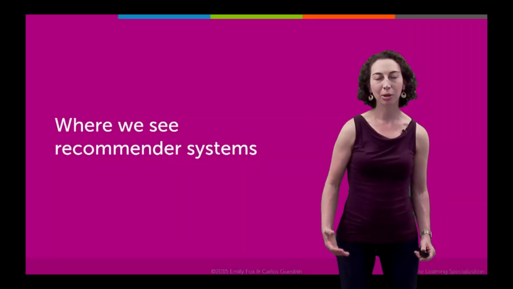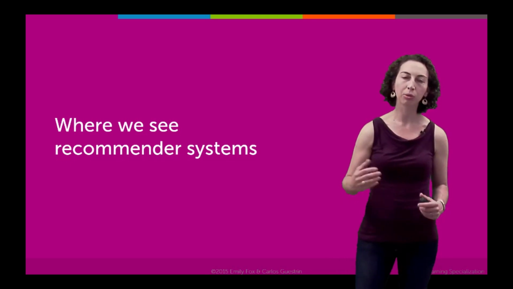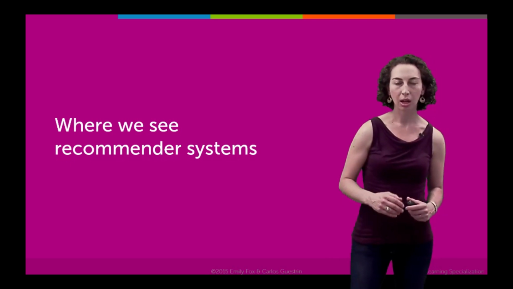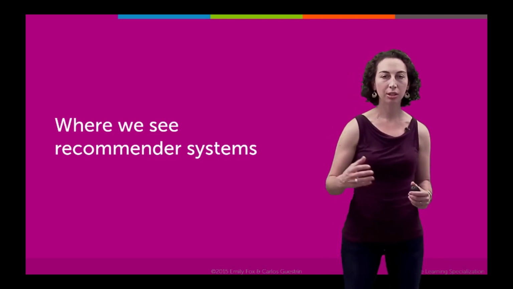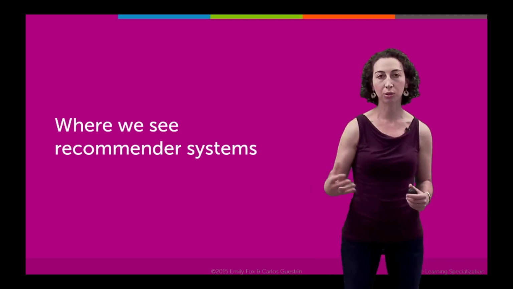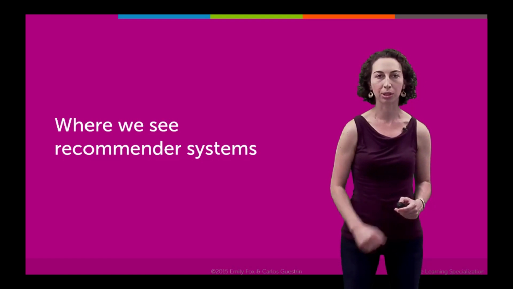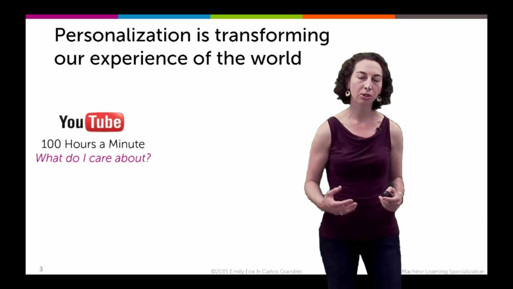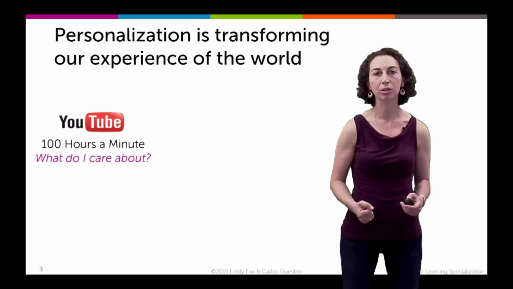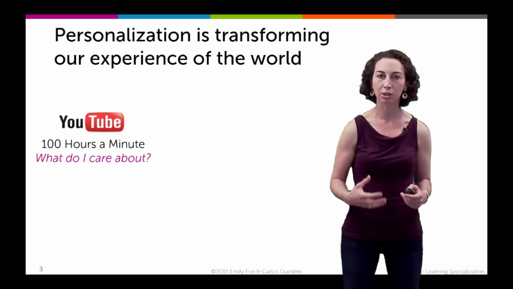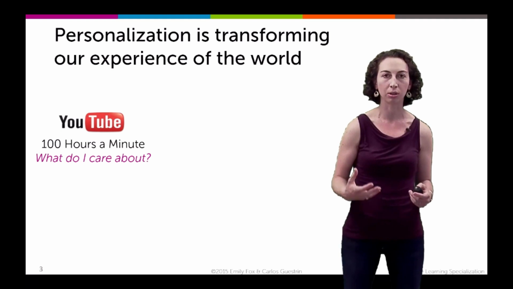Let's start by discussing some areas in which recommender systems are playing a really active role behind the scenes. And as we're going to see in this discussion, depending on the specific application, different aspects of the objective we're trying to optimize are going to be important. But before we start talking about recommender systems, it's really important to talk about the idea of personalization, because personalization is transforming our experience of the world.